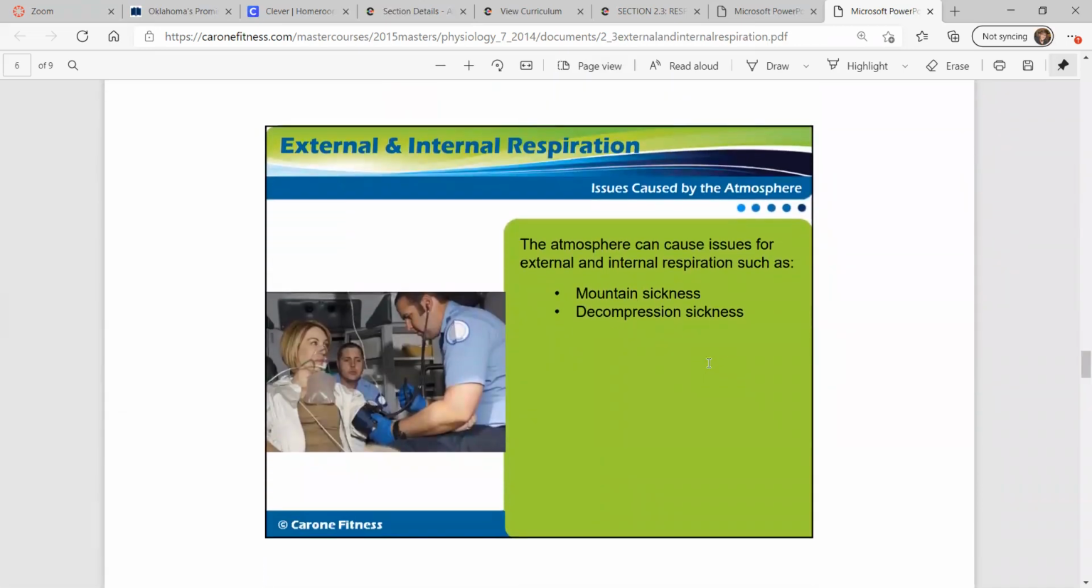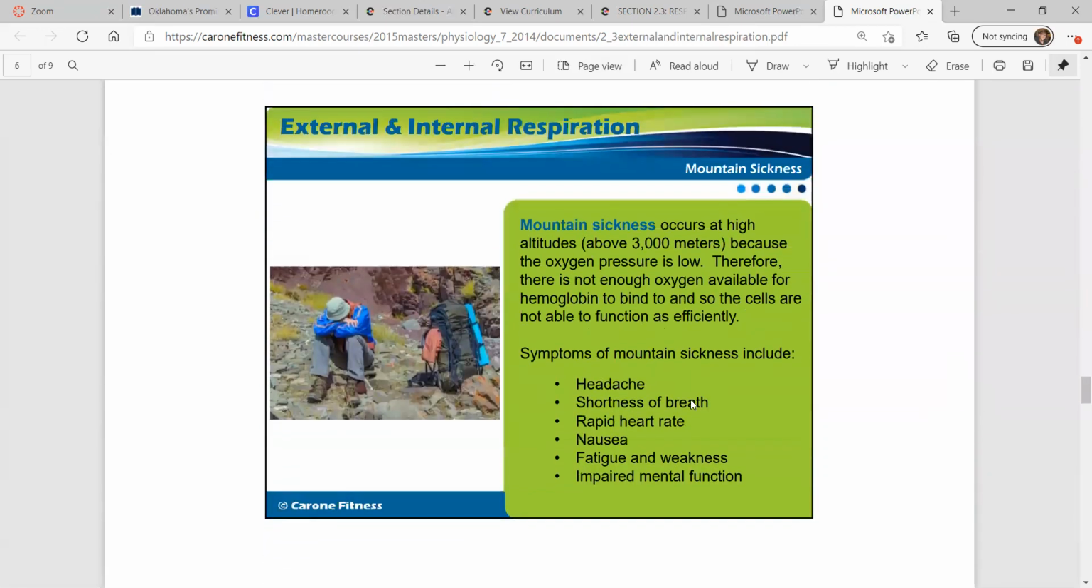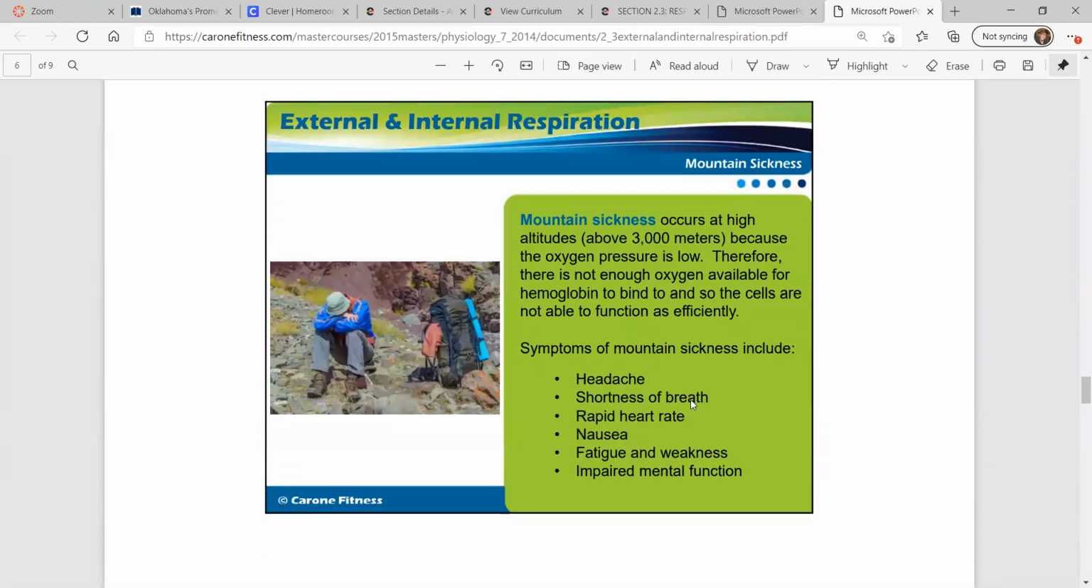The atmosphere can cause issues for external and internal respiration, such as mountain sickness and decompression sickness. Mountain sickness occurs at high altitudes. So if you ever plan to climb a mountain or go very high into the air, the oxygen pressure is really low.